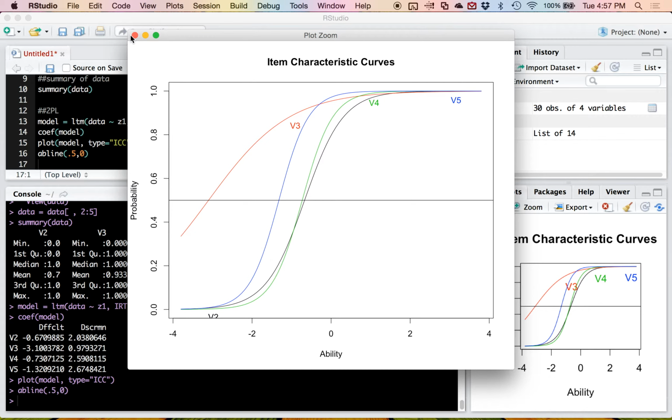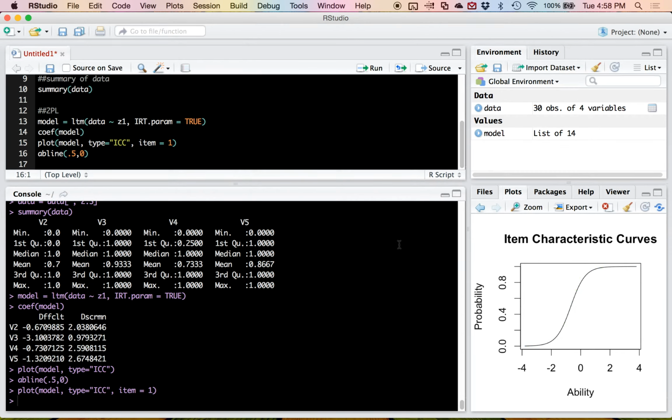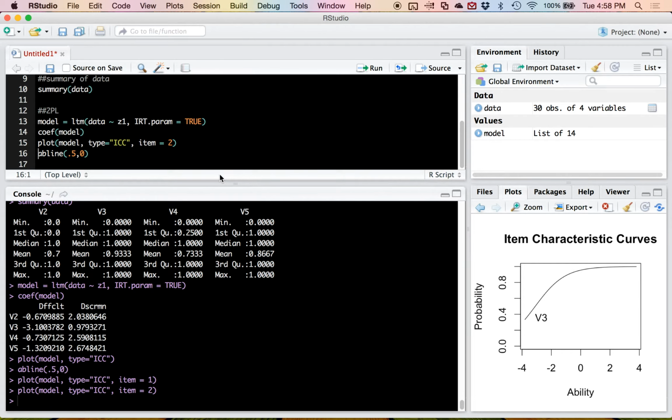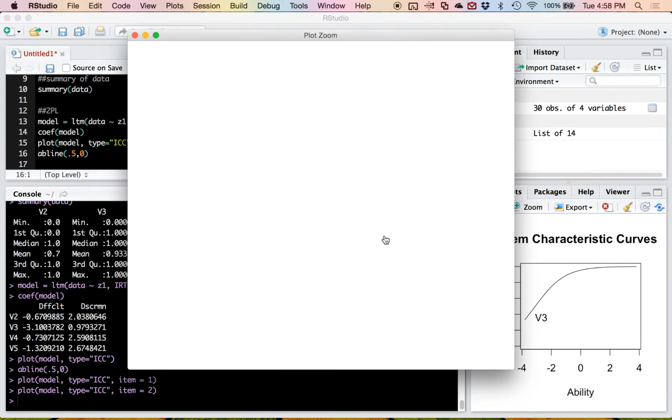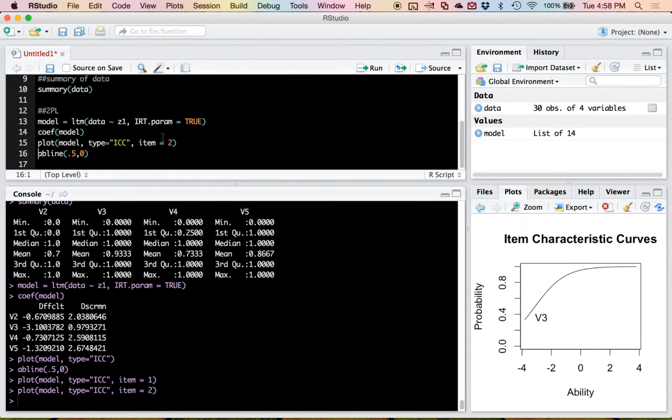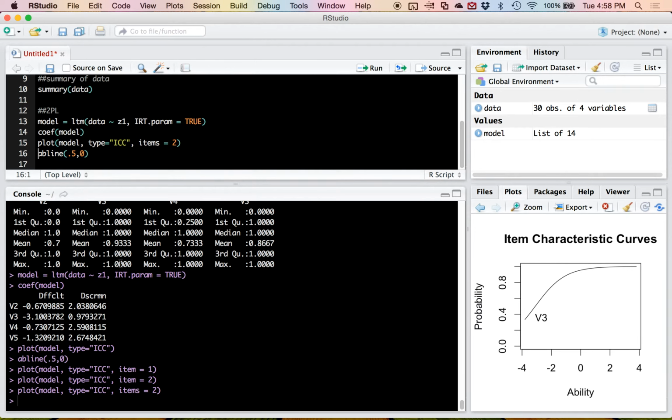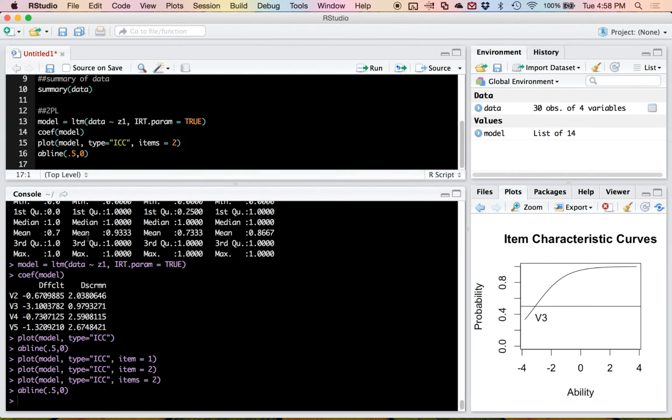Okay, so those would be item characteristic curves. If you wanted one curve at a time, what you could do is do item equals 1, and that would just give you the 1. Item equals 2 would give you only one of them. So you could do one at a time. Oh, I'm sorry, it's items, plural. Okay. All right. So that is how to get the item characteristic curve.